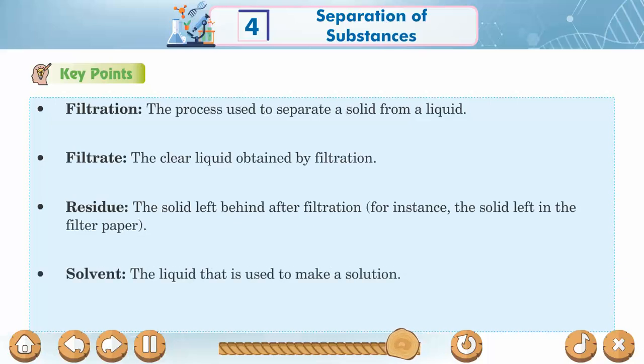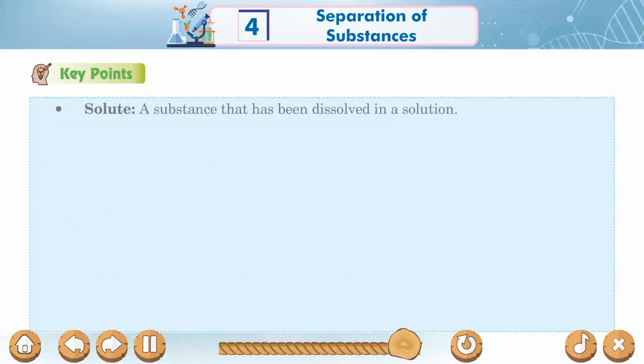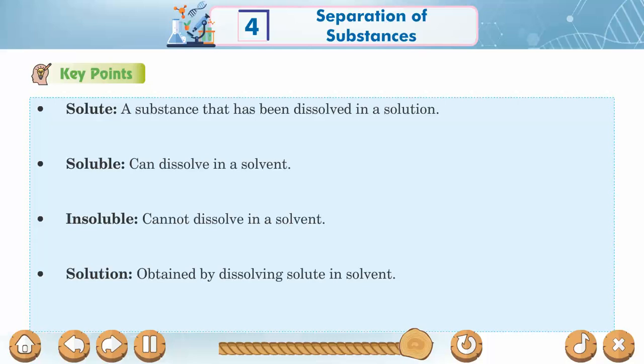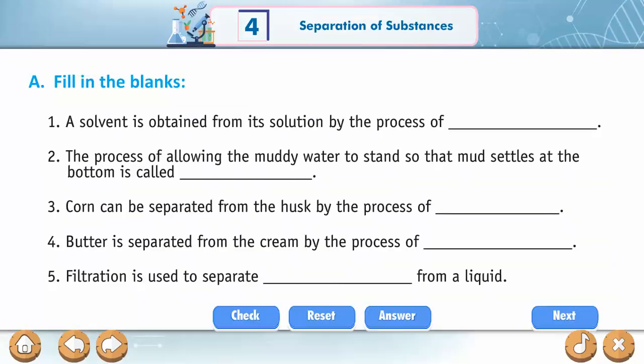Solvent. The liquid that is used to make a solution. Solute. A substance that has been dissolved in a solution. Soluble. Can dissolve in a solvent. Insoluble. Cannot dissolve in a solvent. Solution. Obtained by dissolving solute in solvent. Fill in the blanks.